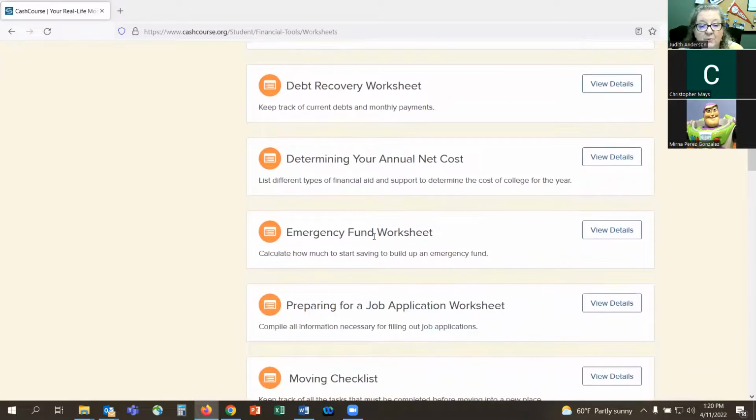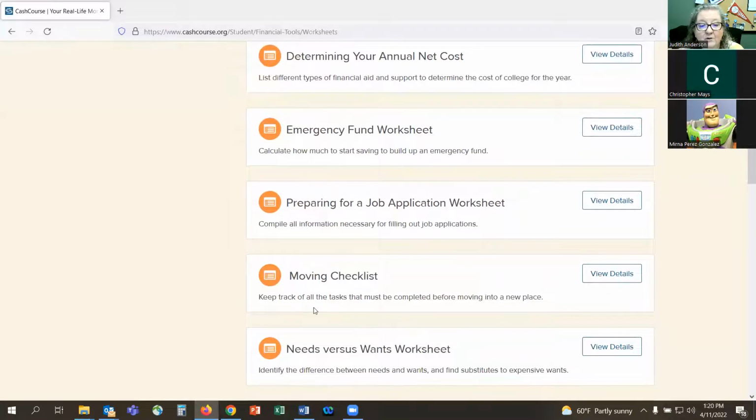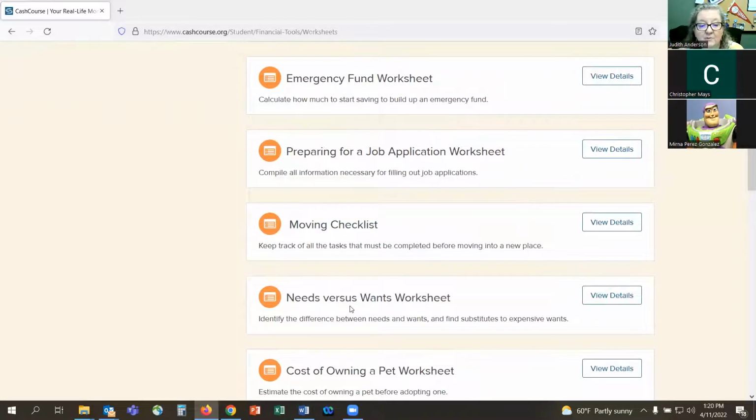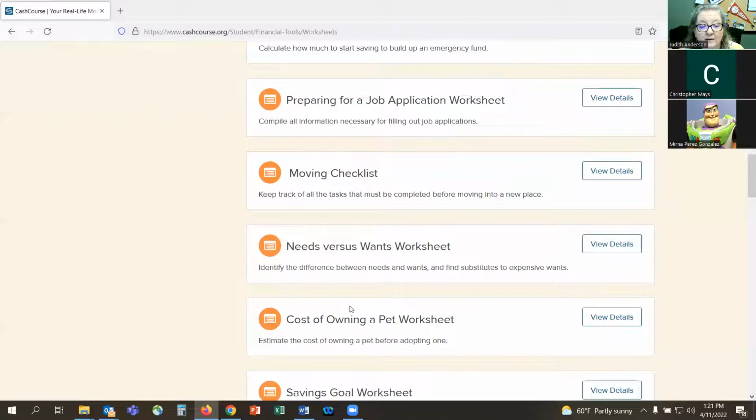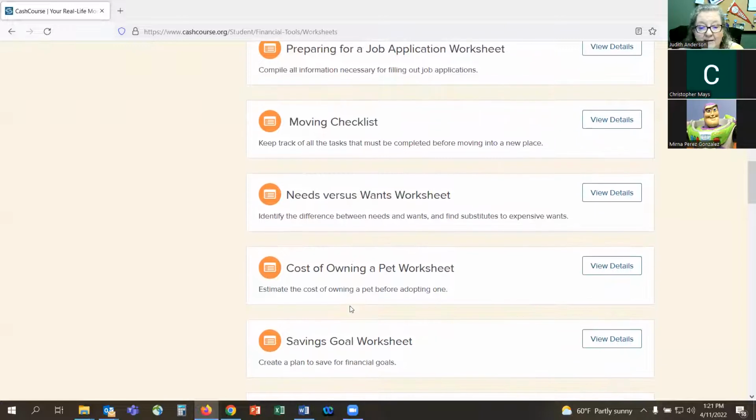An emergency fund worksheet. Preparing for a job application, moving checklist. Here's more on needs versus wants. The cost of owning a pet. I mean, if we stop to think how much we spend on a pet, it's almost like we have an additional child in the house. With food and veterinary bills and everything, it's just as much as if we had a child.